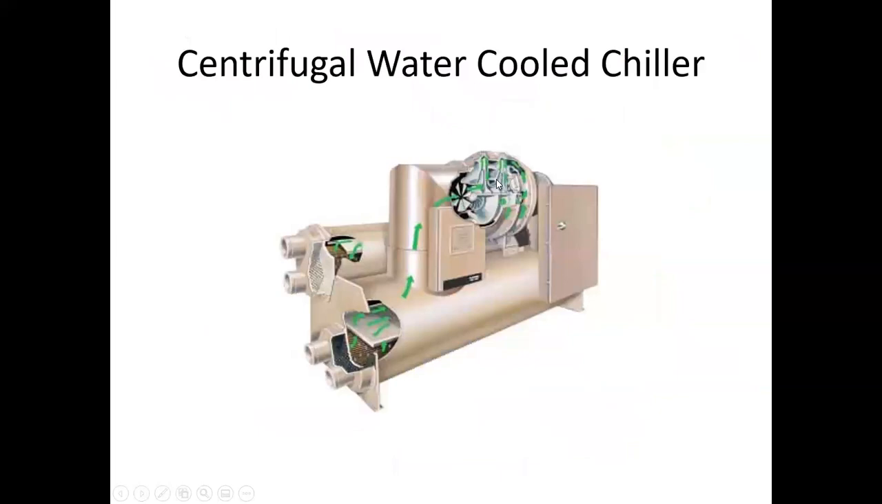Speaking of centrifugal, this is a water-cooled chiller. This is the evaporator down here, because this is showing vapor coming up into the compressor. So your chilled water would come in one of these pipes and go out the other pipe. And then the hot gases go down to the condenser over here. And your cooling tower water, your condenser water, would go in one of these pipes and out of one of these pipes.